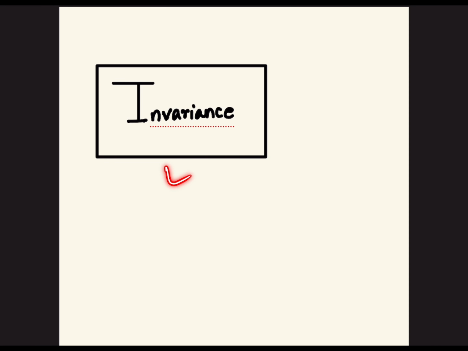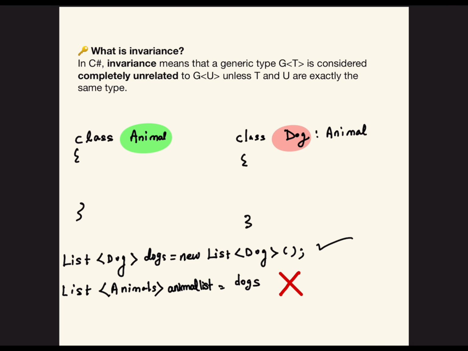Let's see one more topic, invariance. Invariance means that a generic type G of T is considered completely unrelated to G of U unless T and U are exactly the same type. Let's see an example. Animal is a base class, Dog is a child class. Dog inherits from this Animal.